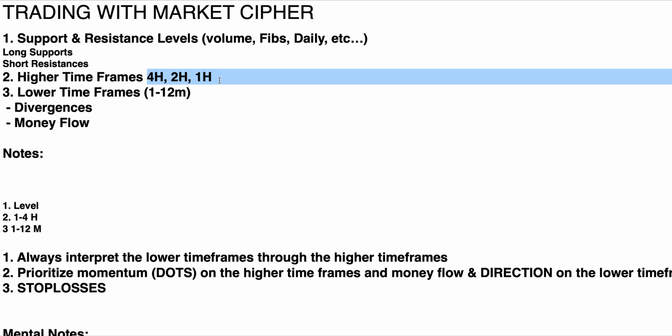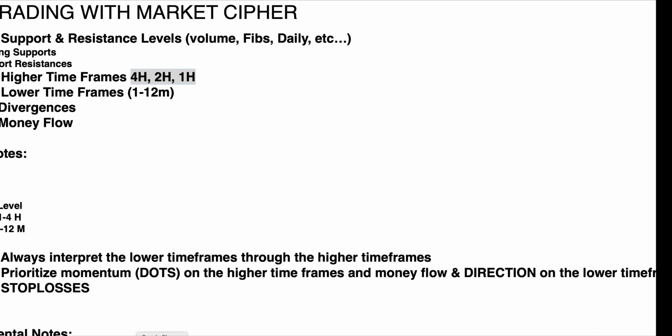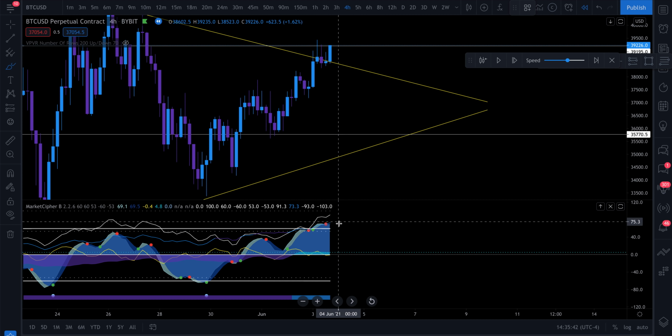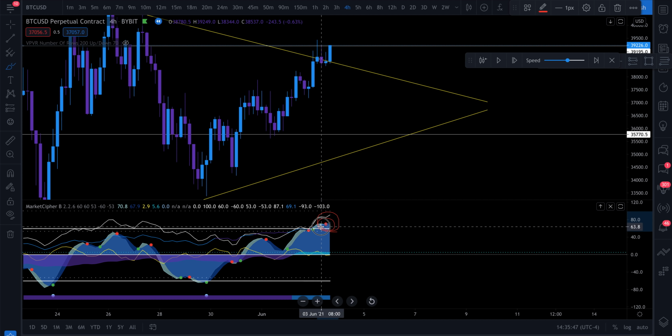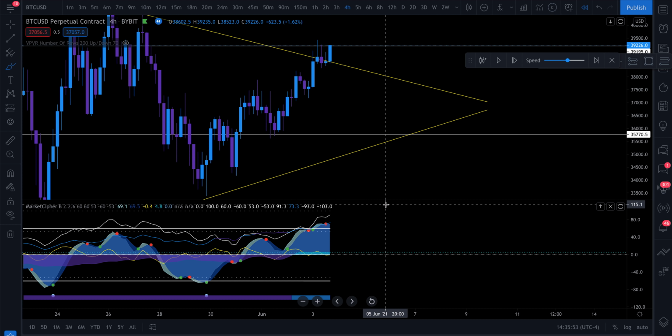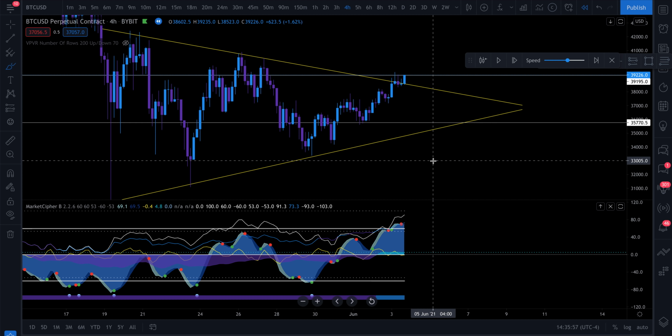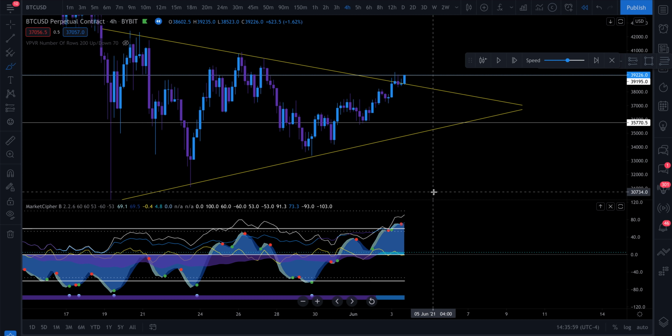You don't have to stick to those, but what we're going to do is identify the environment in which we're looking to enter a trade. So we come over to Market Cipher on the 4-hour, and what's the first thing that we see? Well, we have a red dot printing on the 4-hour time frame on Market Cipher B. Wow. That means momentum is coming down, okay? So we're at a resistance, and we're printing a red dot on Market Cipher B.